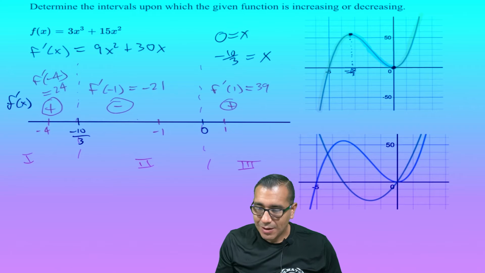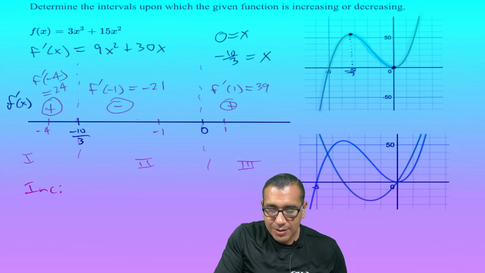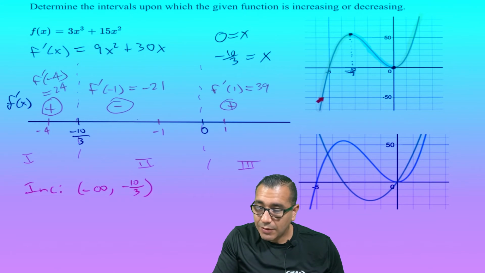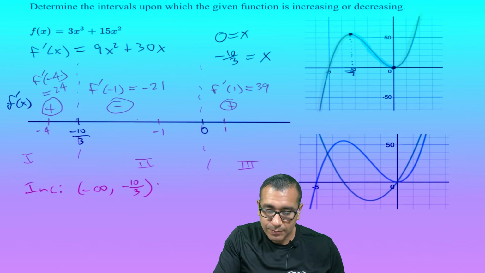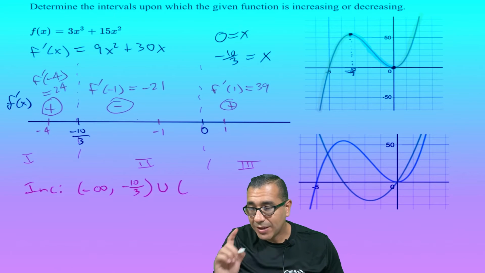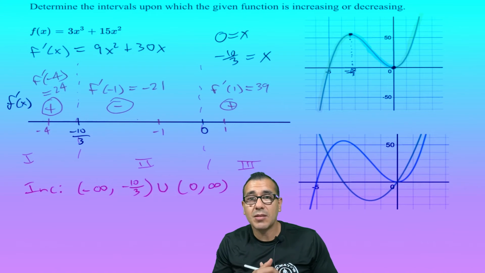And so let's write this down. Our function is increasing, right? It's increasing, and we said from negative infinity to negative 10/3. It's increasing from negative infinity all the way to negative 10/3, and there's also another place where it's increasing, so we have a gap right in the middle. So we got our union. It's also increasing, I'll put a comma, from 0 to infinity. All right, those are the places where it's increasing.